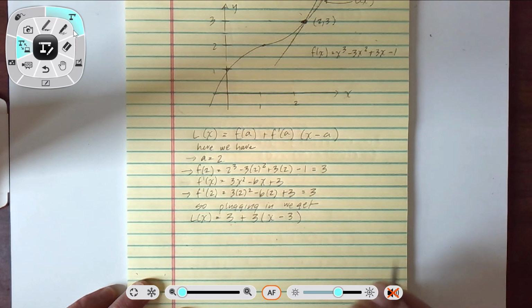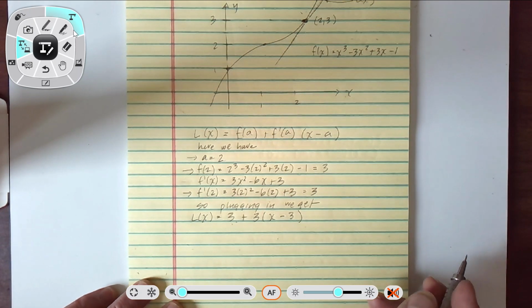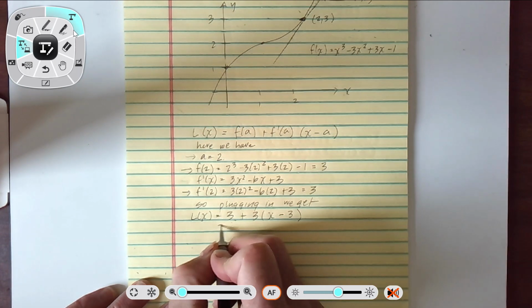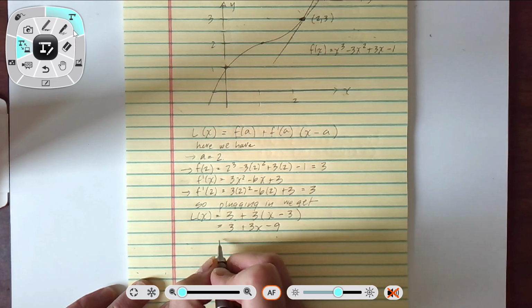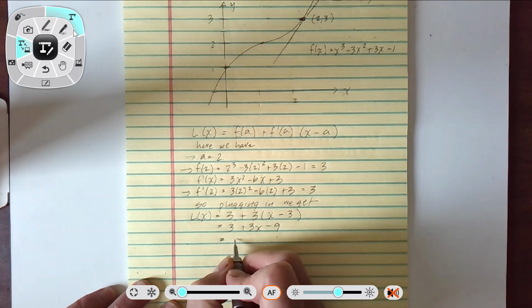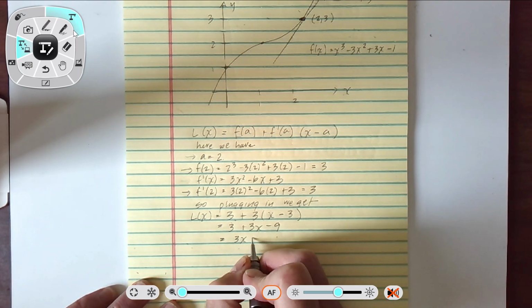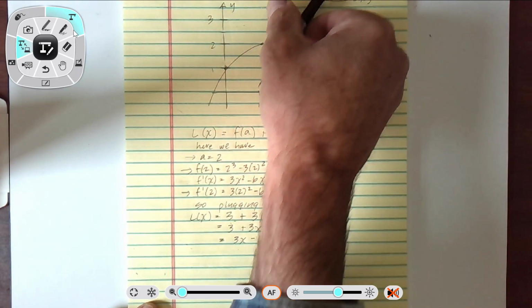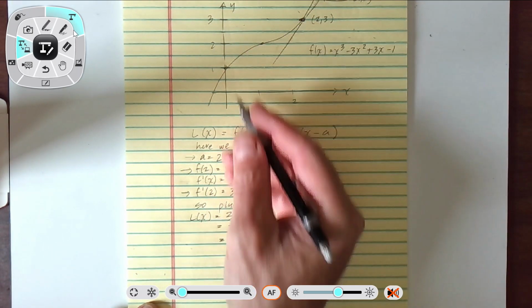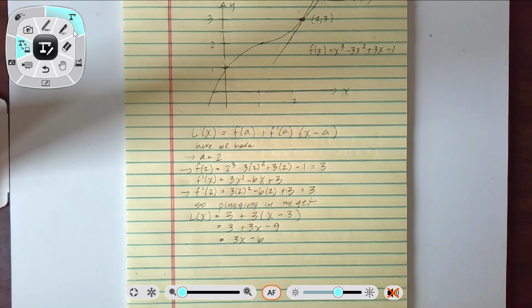And what do we get? Well, you probably should simplify it to a line, mx plus b, so we end up with 3 plus 3x minus 9, so we end up with what? 3x minus 6, which, you know, it's possible, that thing meets the y-axis down at negative 6. I certainly believe that it has a positive slope and it's fairly steep.